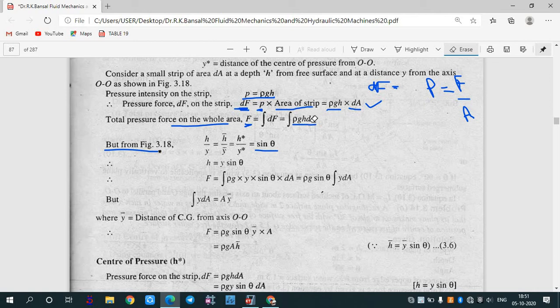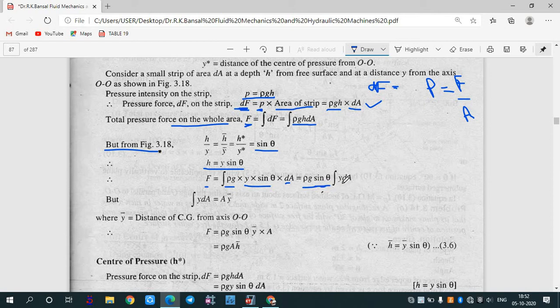After that, we have the value of h. If we want the h value, we need to multiply sine theta with the y value. So h equals y into sine theta. After that, if we put this value, F equals rho g, and instead of h we are writing y sine theta, into dA. After that, we will take all the constants outside. Rho g and sine theta are constant. So we take these out, and we are left with y into dA.